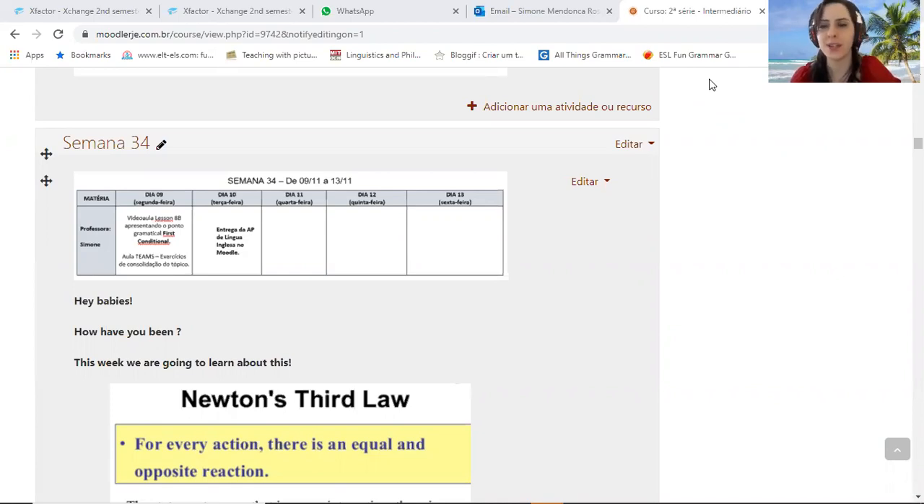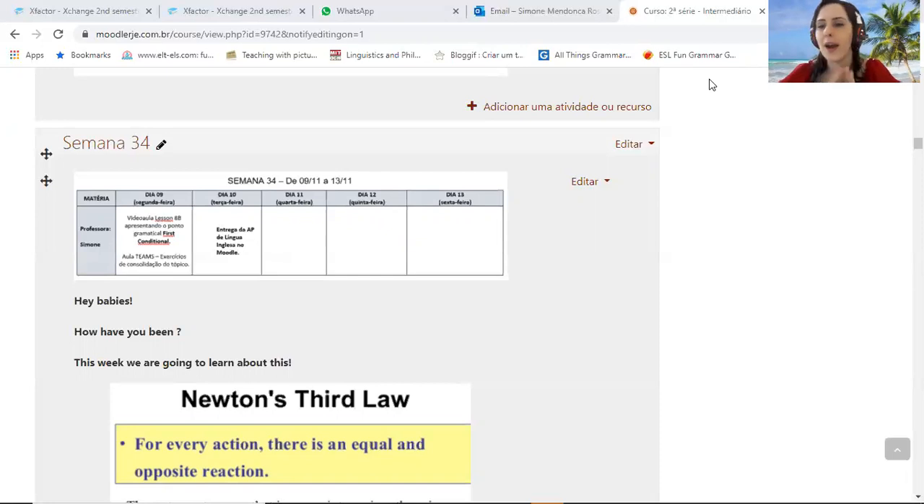I know it has been an untypical year and we are going through many of the contents that you guys will need for the vestibulares next year. Okay? As you guys can see, this week we are going to talk about the conditionals. We are going to talk first about the zero conditional that we don't have in our book, but it's very important that you guys learn about it.